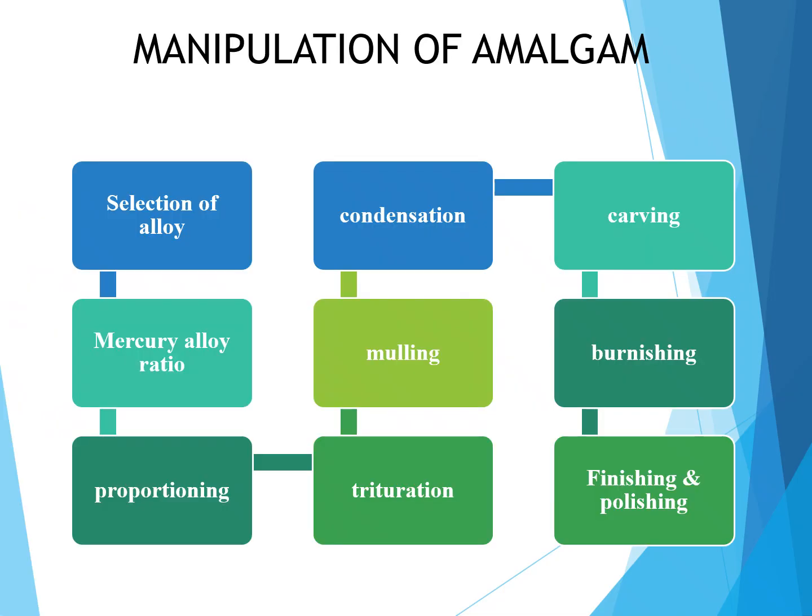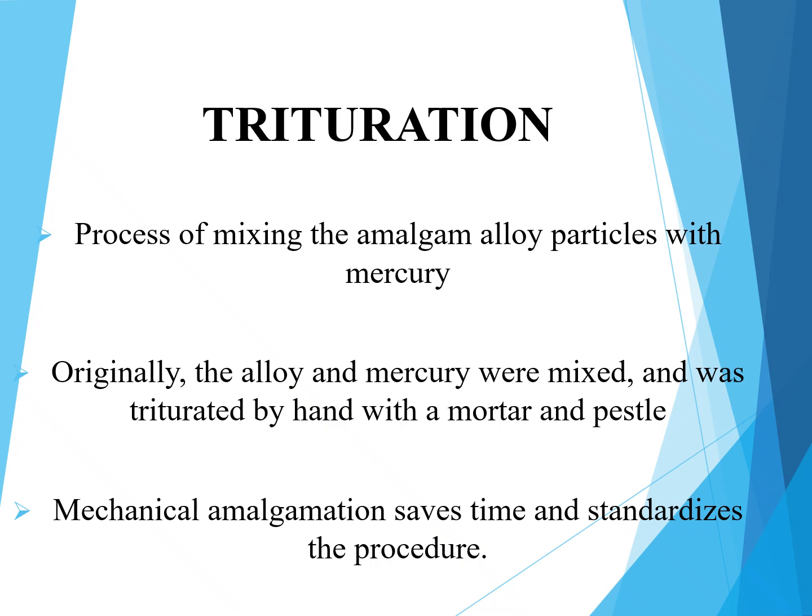Manipulation of amalgam, in which the first step is the selection of alloy, mercury alloy ratio, proportionality, trituration, mulling, condensation, carving, burnishing, and final finishing and polishing. Now, what is trituration? Trituration is the process of mixing the amalgam alloy particles with the mercury.